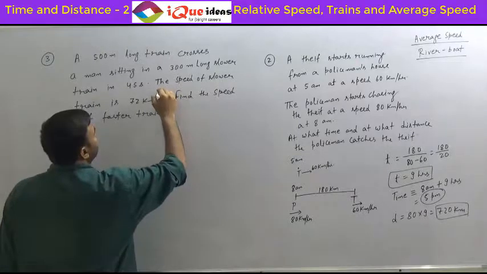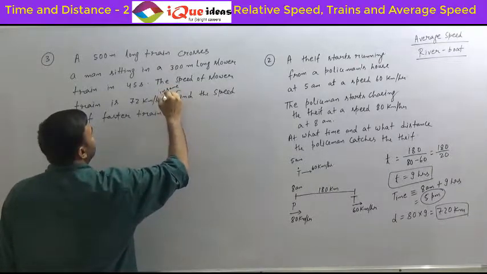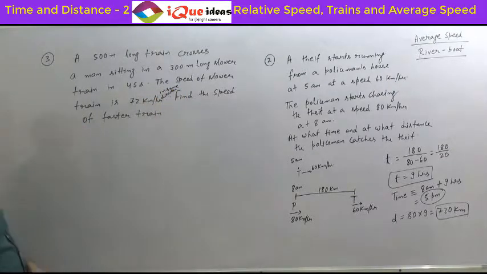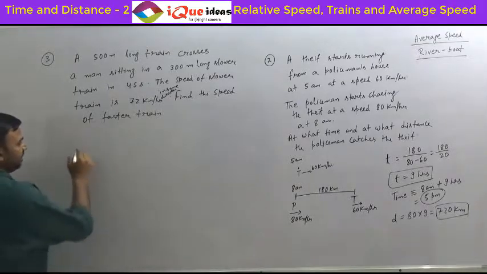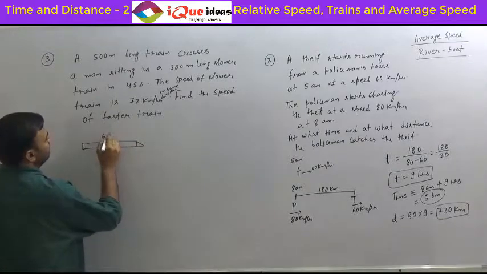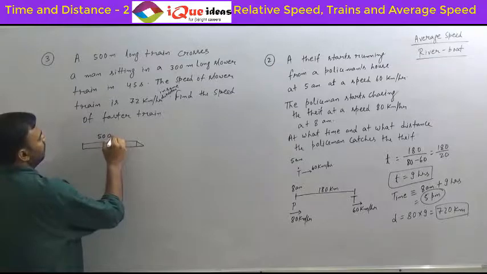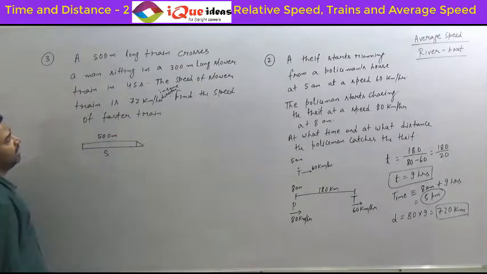In the same direction. So both the trains are in the same direction. Now find the speed of the fast train. What is the situation that we need to understand? There is a train, let's say this is the faster one. The length of this train is 500 meters. Speed is unknown. Let's say it is S.